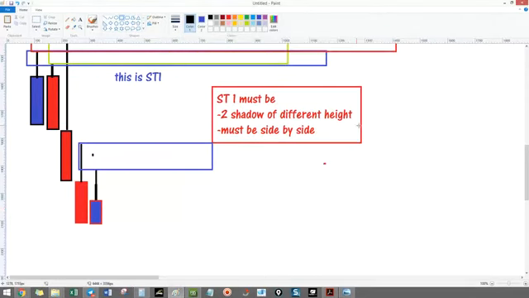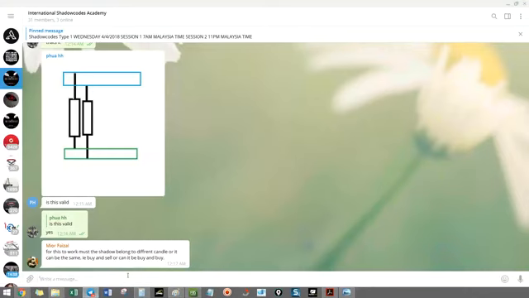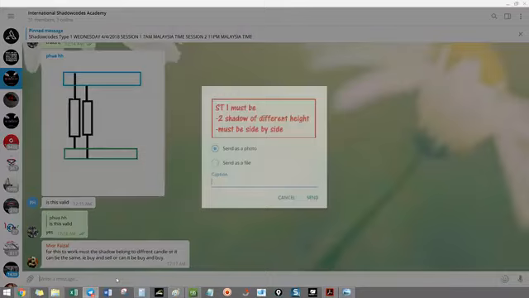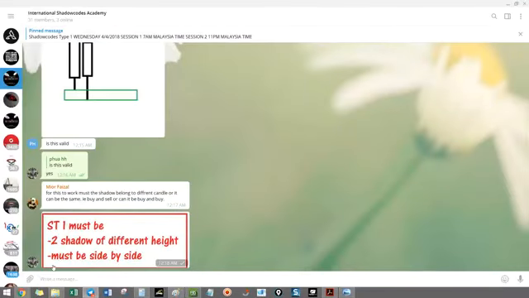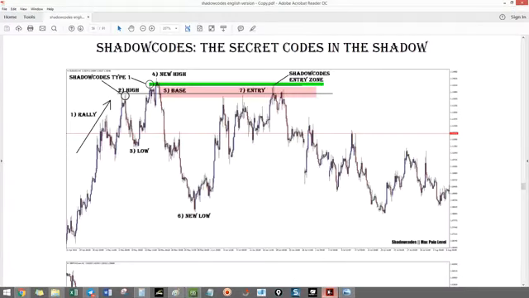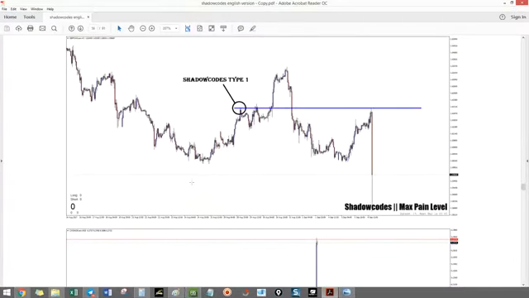The candle color, bearish or bullish, doesn't matter. The only thing that matters for ST1 is this: ST1 must be two shadows of different height, and they must be side by side. Okay.